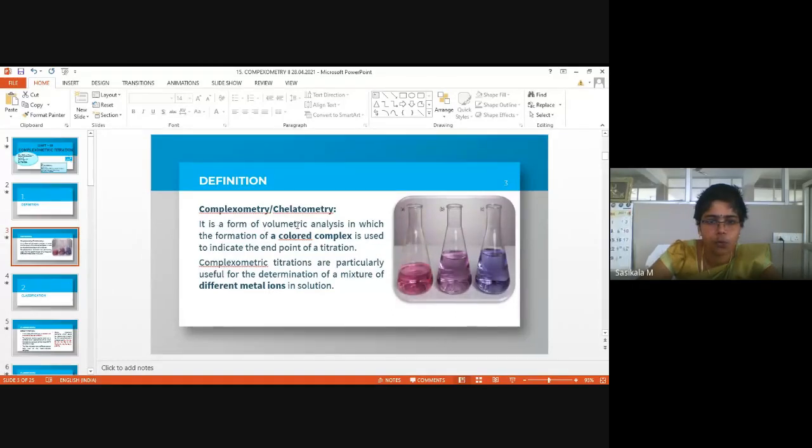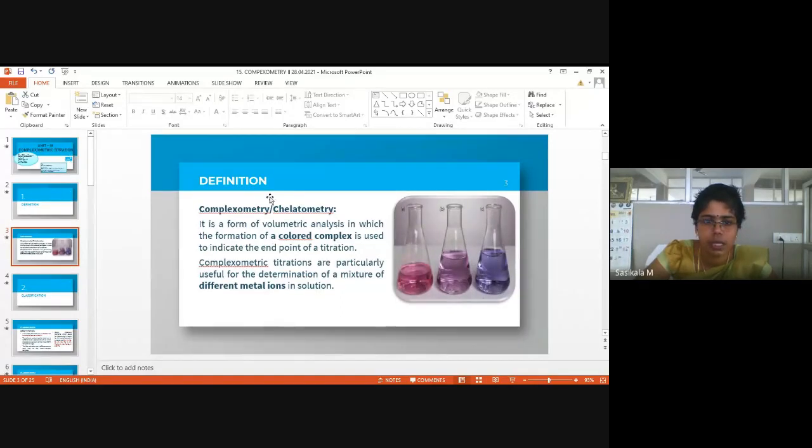And it is a form of volumetric analysis. Volumetric means a known volume of burette content is used to titrate the unknown concentration of your sample. The volumes are used for titration, for analysis, so it is called volumetric analysis. Here the formation of a colored complex occurs. And here is the picture representing the color change during complexometric titration. The formation of a colored complex represents the end point of titration.